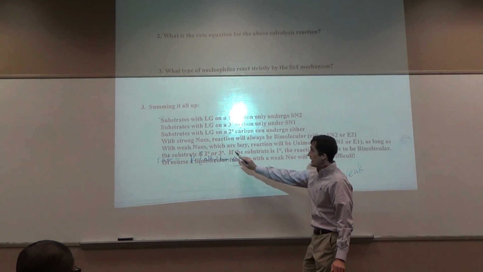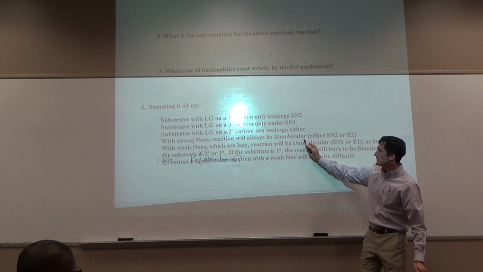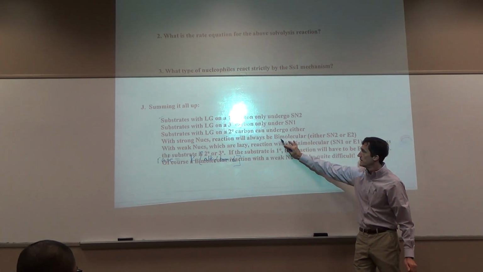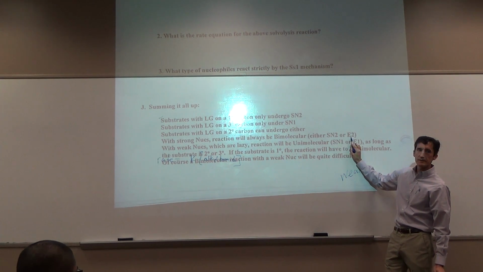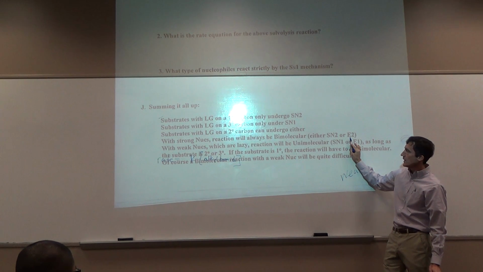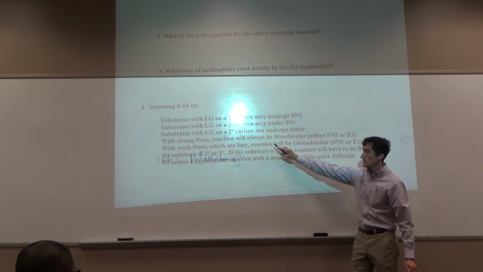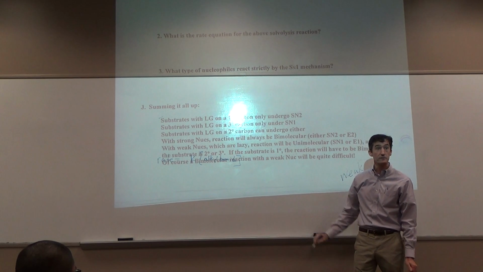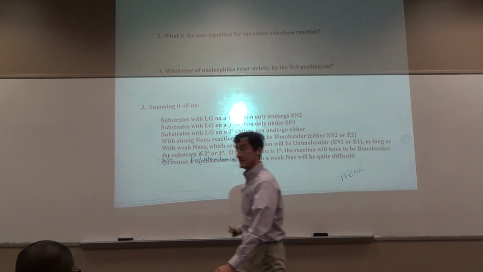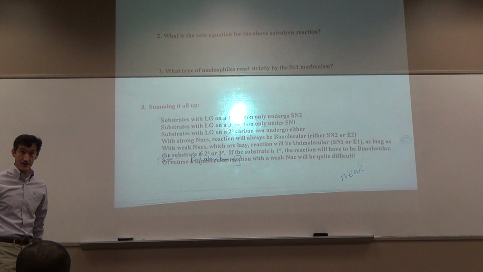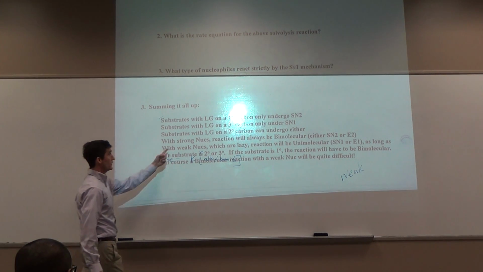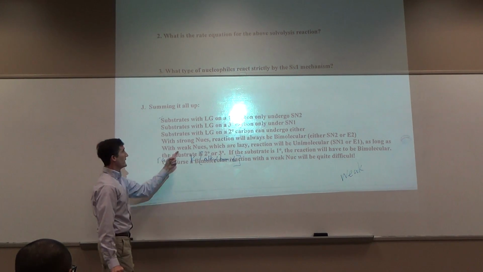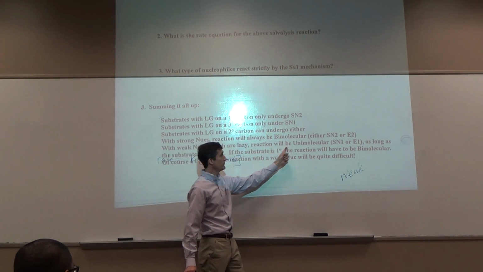With strong nucleophiles, reaction will always be bimolecular. Either SN2 or when we get to elimination, E2. Why? Because strong nucleophiles have to be involved. Here I come, I want to be involved. Not only do I want to be, I am. Boom, I'm involved. Backside attack. Okay? Strong nucleophiles, bimolecular. Weak nucleophiles, which are lazy, reaction will be unimolecular.